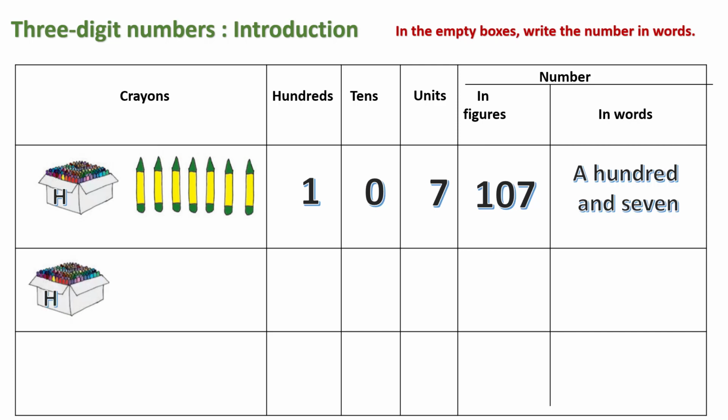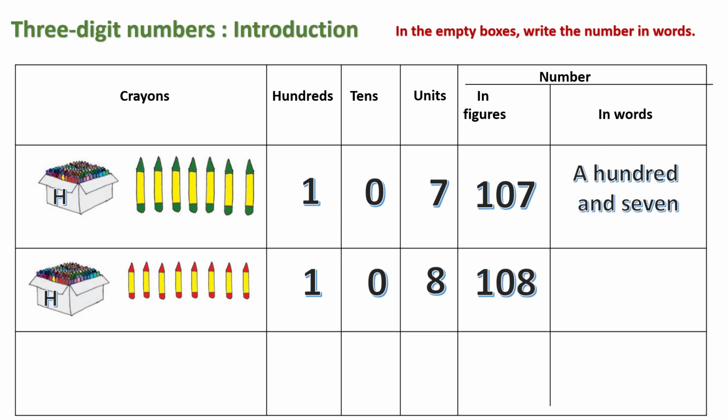The given crayons box is 100 box. Then units 1, 2, 3, 4, 5, 6, 7 and 8. In 100 box we write down 1. In tens box we write down 0 and in units box we write down 8 units. The number in figures makes 108 and in words we read it 108.